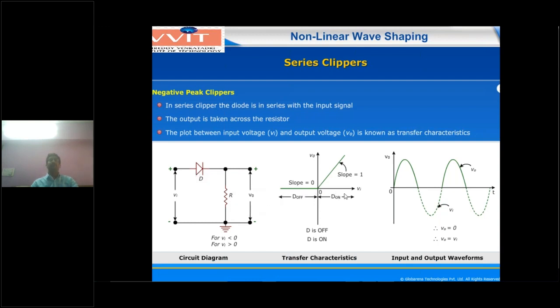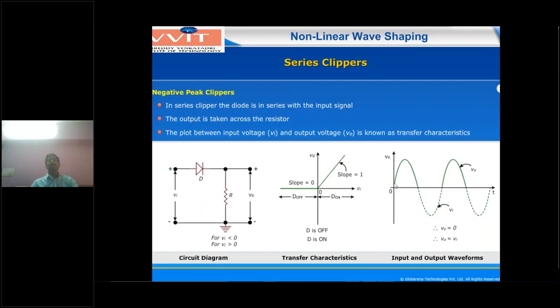So you have to observe here the output waveform for the negative peaks, shown with a dotted line. That means the output waveform value will be 0 for the negative peak of the input. Similarly, in the transfer characteristic curve, the output voltage will be 0. That means the slope is equal to 0.